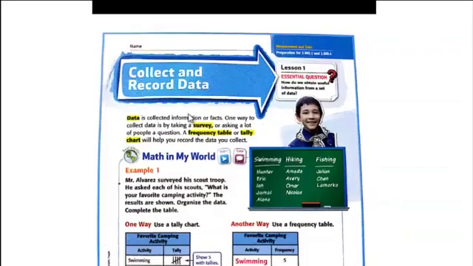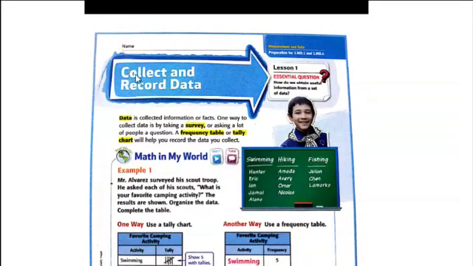Open your book page number 691. Today we'll talk about a new lesson called Collect and Record Data. First, what's meant by data? Data is collected information or facts. One way to collect data is by taking a survey. So what's meant by a survey? When I ask a question for my students and collect from them their opinions or votes, this is called a survey. So the objective from this lesson, students will collect and record data through observation and surveys.